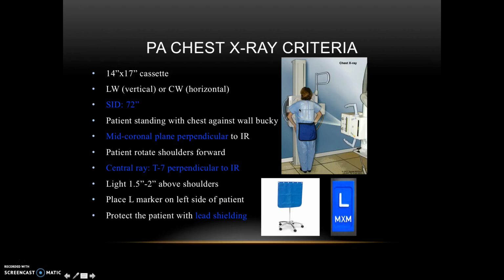The patient should be straightforward, not rotating any. We're going to rotate the shoulders forward. When we do this, the scapula moves laterally out of the lung field. Central ray is going to be at T7, right here.